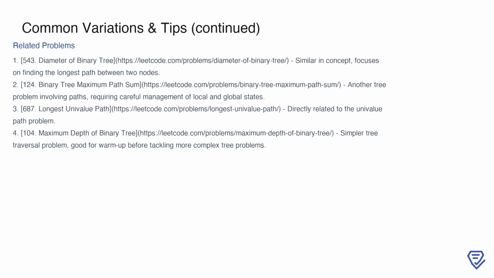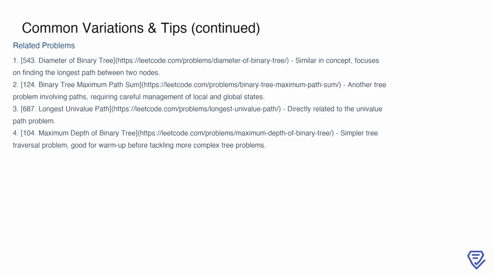If you're preparing to solve the longest Univalue path problem, it's helpful to study related problems that share similar concepts. For instance, problem 543, diameter of binary tree, focuses on finding the longest path between two nodes and involves similar traversal techniques. Problem 124, binary tree maximum path sum, is another example that requires careful management of both local and global states while solving.